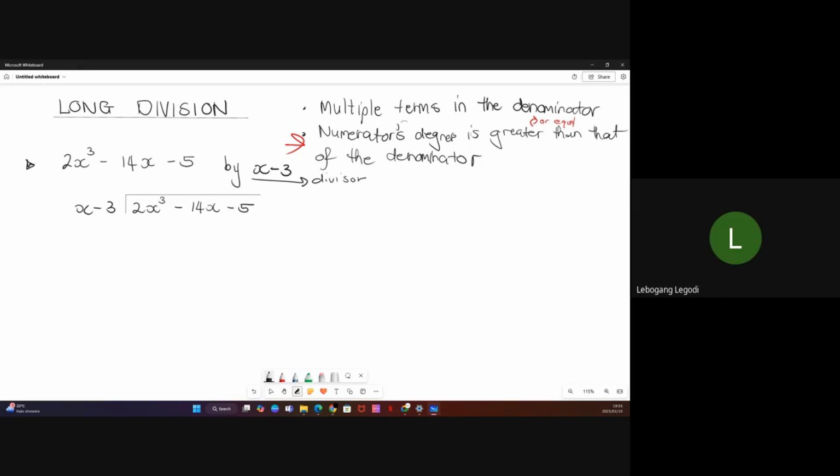Sorry, sir, yes. I'm not sure if I understand. Where did you get x minus 3 to divide by? The question will tell us that. They'll just tell us to divide. This is what the question literally says: divide 2x to the power of 3 minus 14x minus 5 by x minus 3. That's what the question just told us. Okay, thank you. Our pleasure.